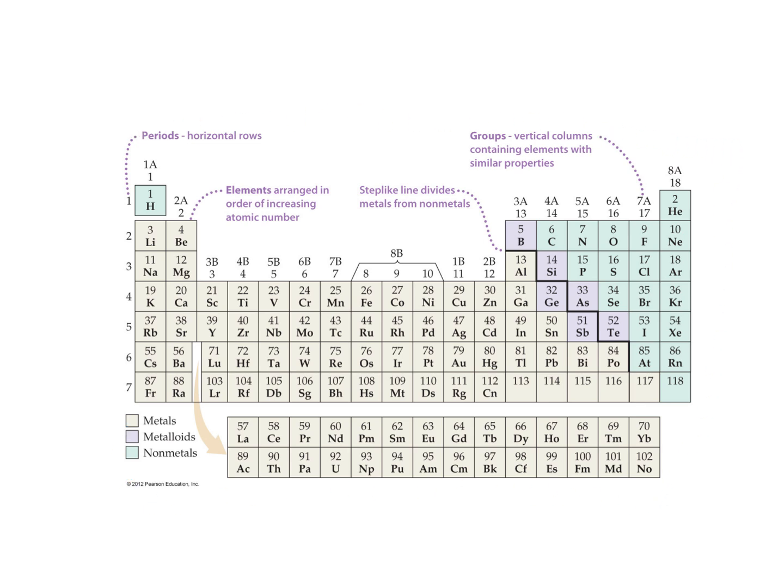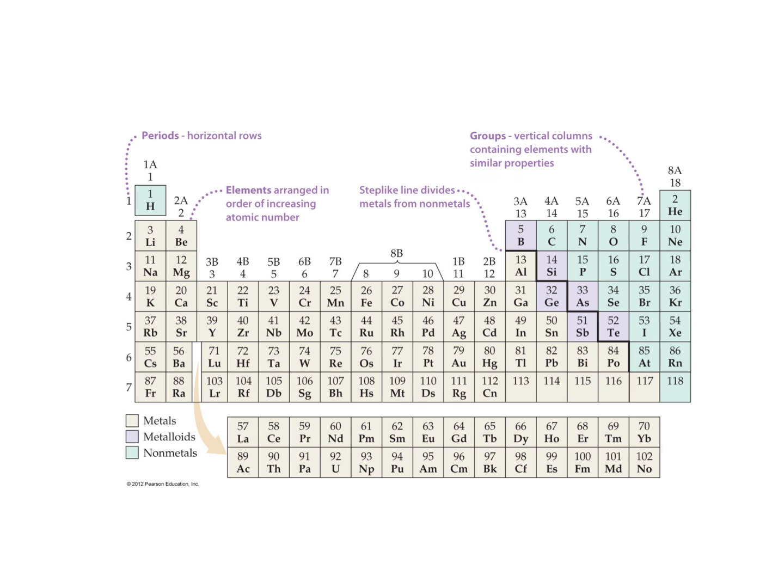When we look at the periodic table, you can look at it using periods. Periods are the horizontal rows that go like this. You can also look at groups. Groups are the vertical rows like this. Groups contain elements with similar properties.